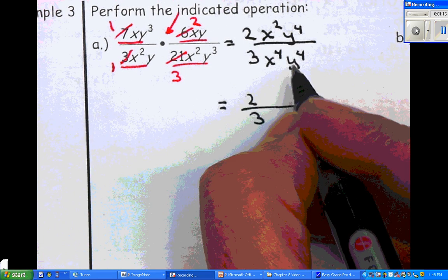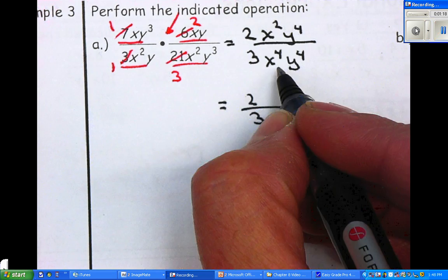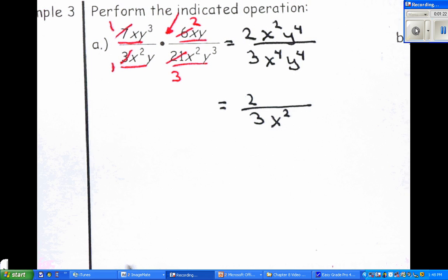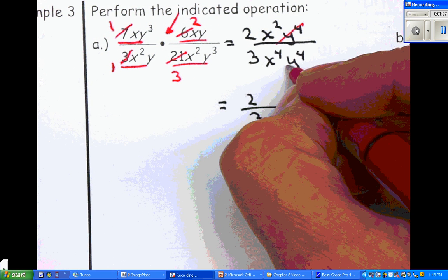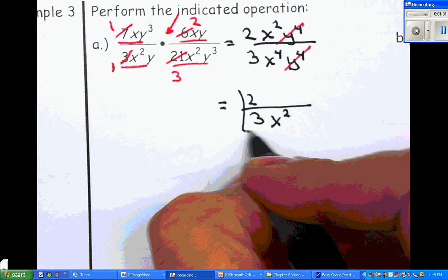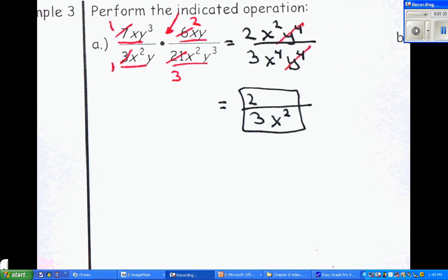How many x's do we have? We have 2 on top, 4 on the bottom, so we can cancel 2, and we have 2 left over on the bottom. On the y's, we have 4 on top, 4 on the bottom, so all 4 cancel. So our final answer is this, 2 over 3x squared.